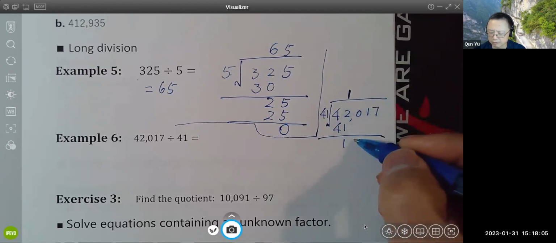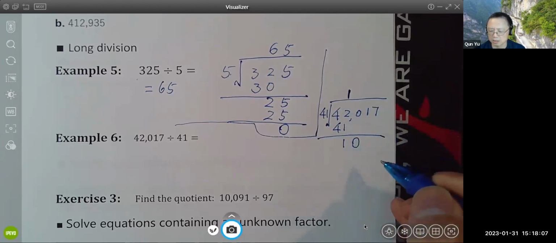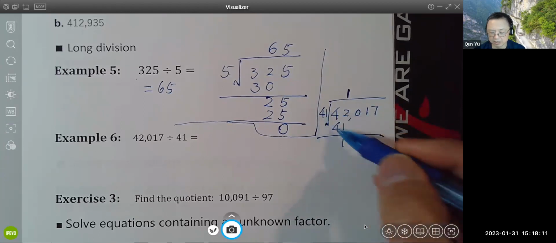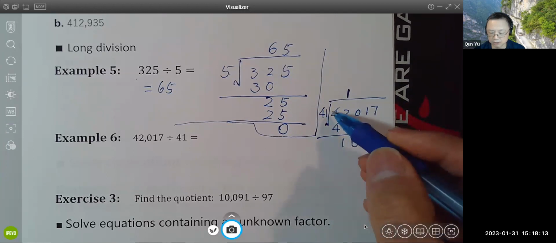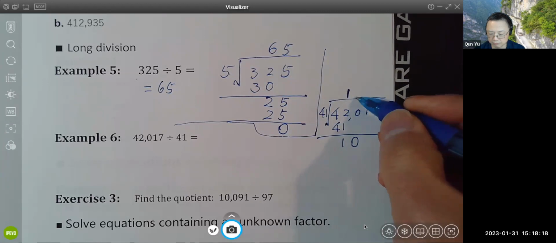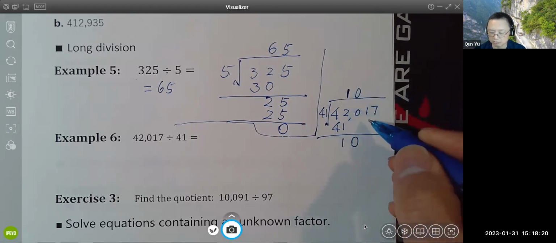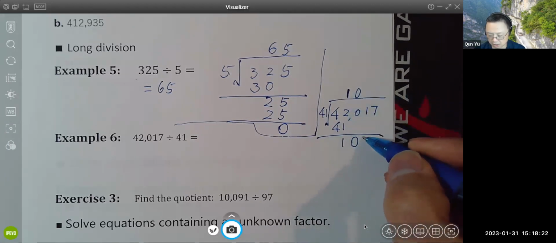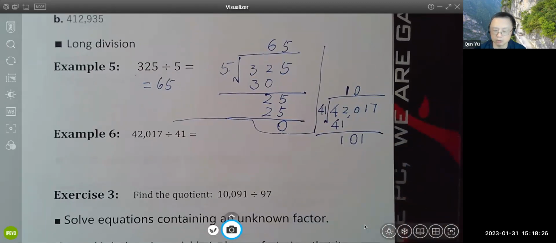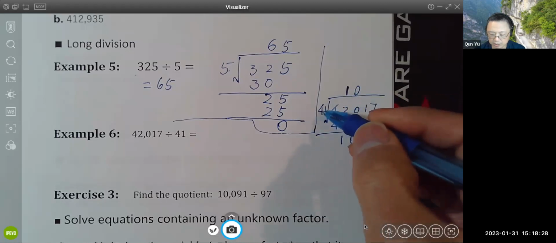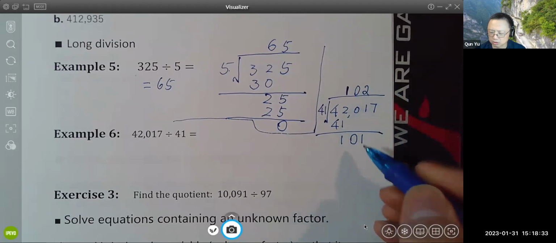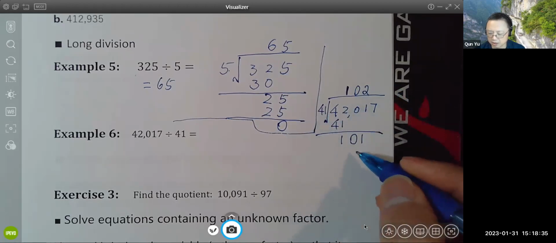Now we put one more digit down. How many 41s are in 10? We don't have any. We have 0 41s in 10. That's why you put 0 above this digit. Now we move one more digit down here. And how many 41s in 101? There are 2 of those, because 3 will give you 120 something. It's too big. So we're going to have 2 here. 2 times 41 is 82.